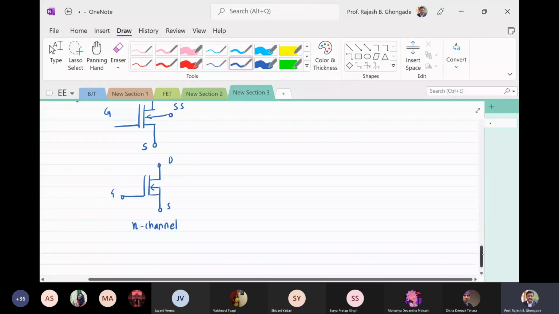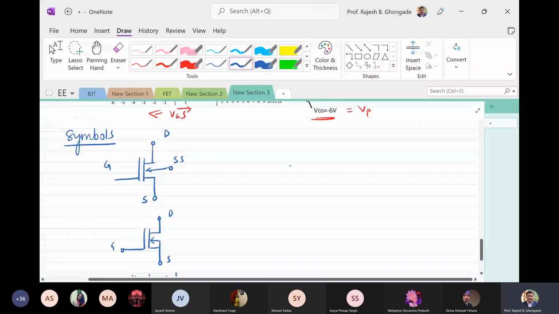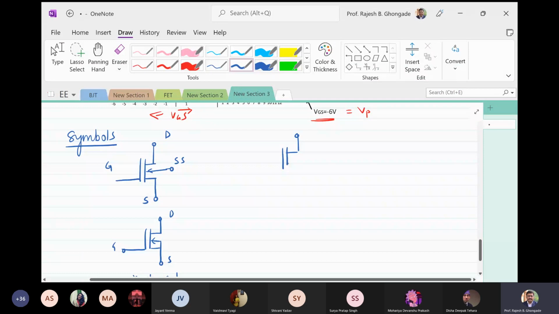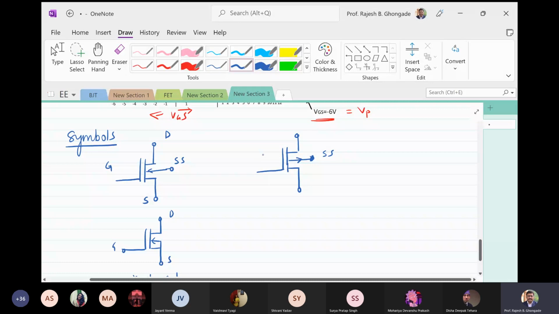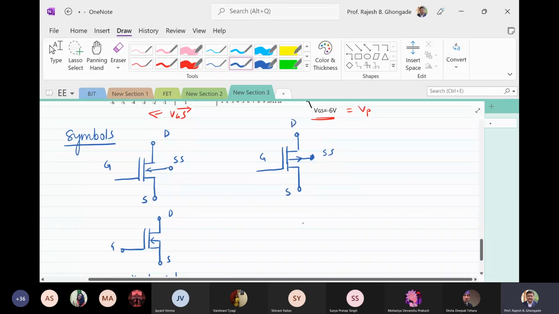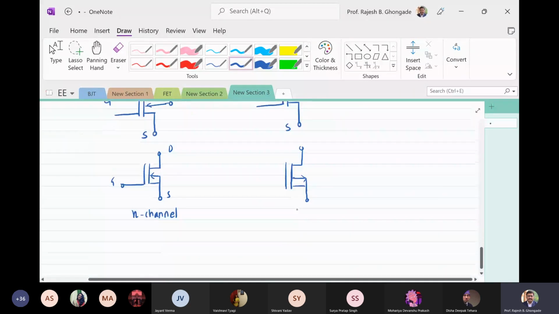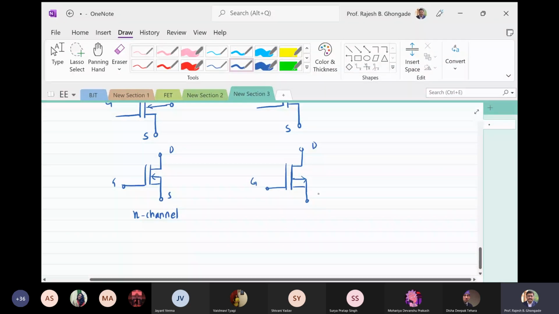Similarly, we have symbols for the P channel device. So this is for the P channel.